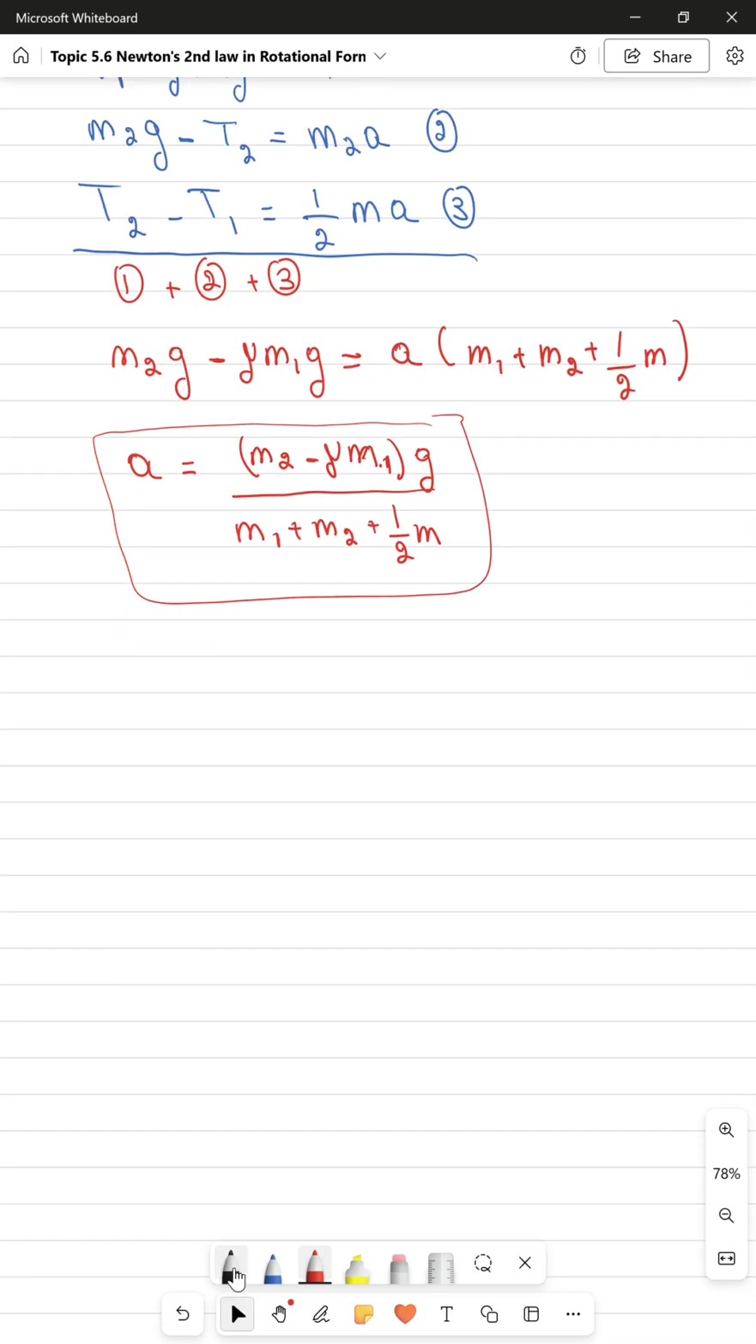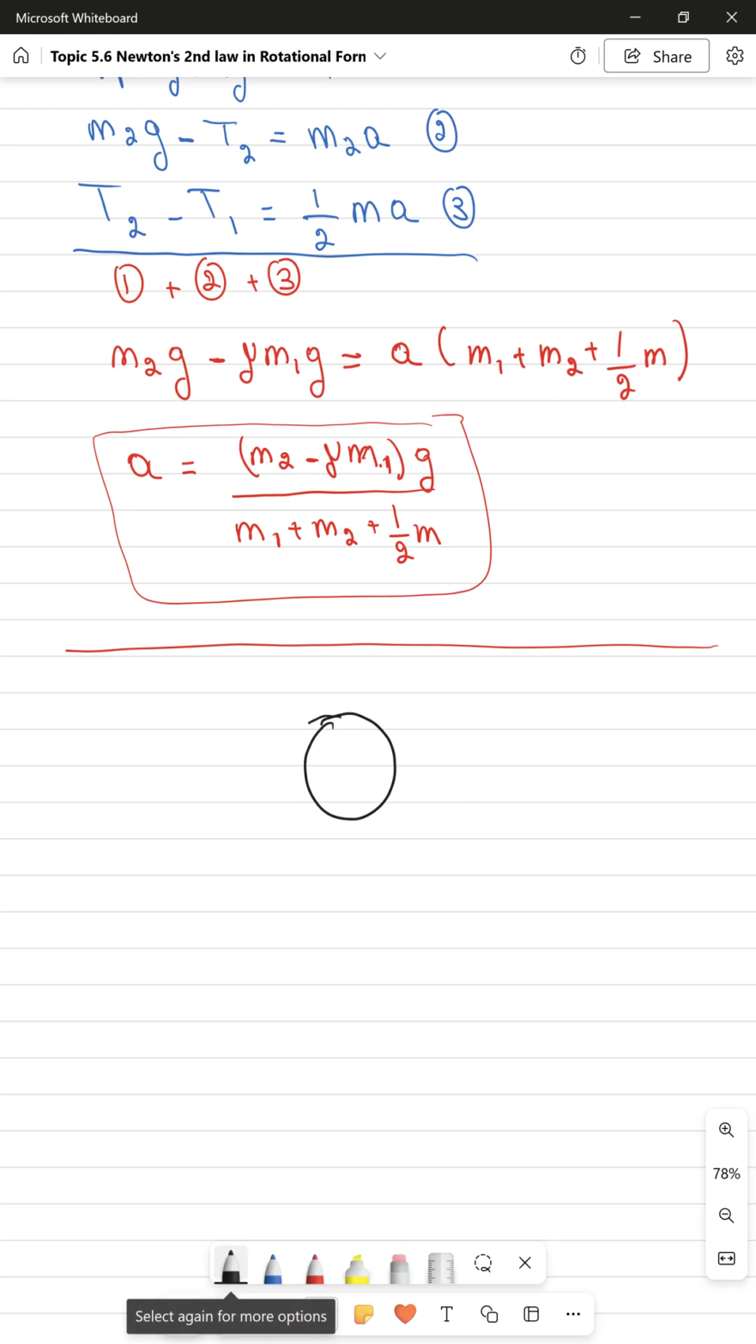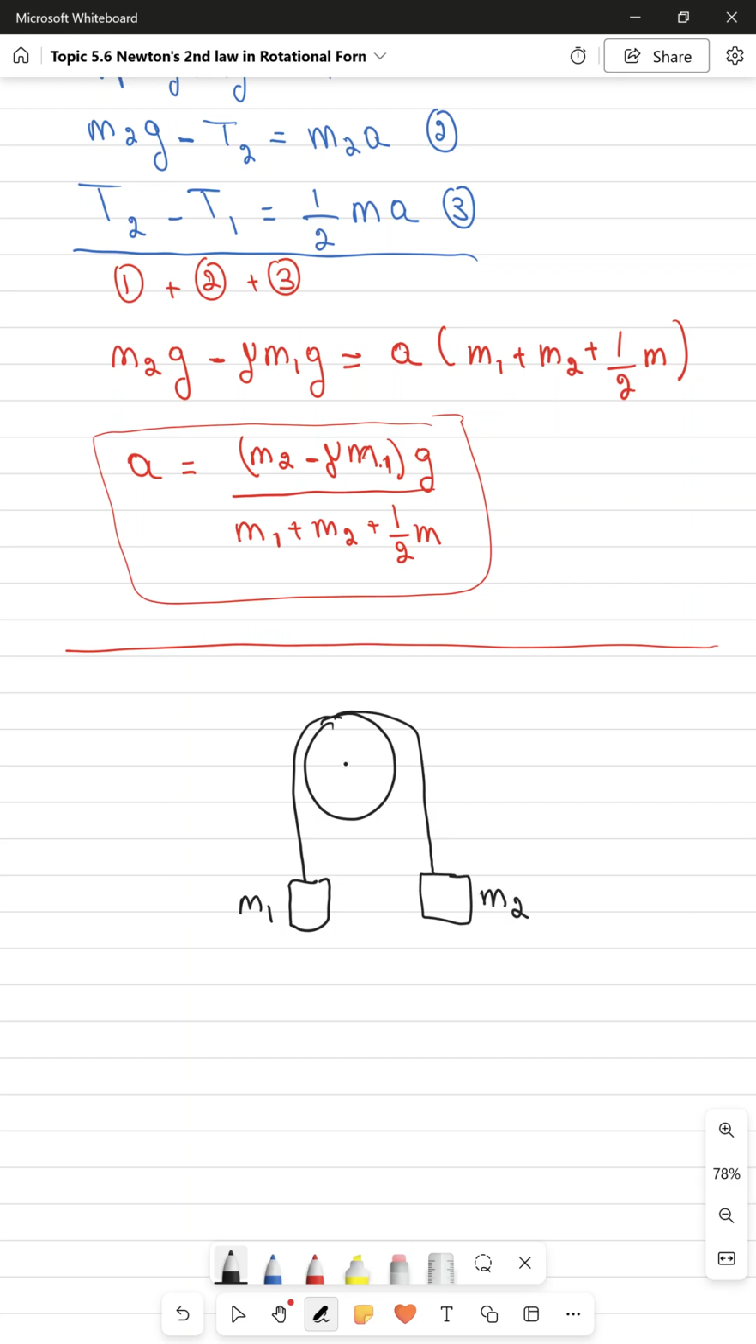Now we can go over another case. If I have a pulley and we have here, let's say M1, here M2, and the pulley has a mass M and radius R. Again, we can do the same thing here for 1, 2, and 3. Let's say it's going to rotate that way. So M2 is heavier, M2 is greater than M1.